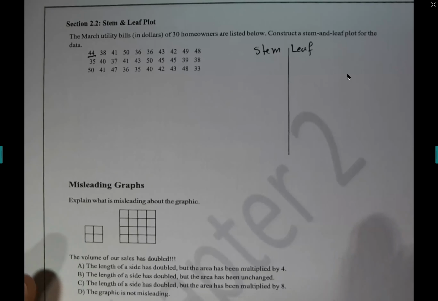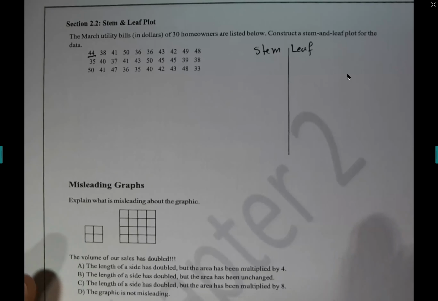22 and 22. No, just the digits that you already have. How many ones do I have in 44? I have 4 ones, right? And how many tens? 4 tens. If you go to 38, I have 8 ones and 3 tens. Look what we're going to do, guys. We're going to make the leaf the single digits, the ones, and we're going to make the stem the tens.